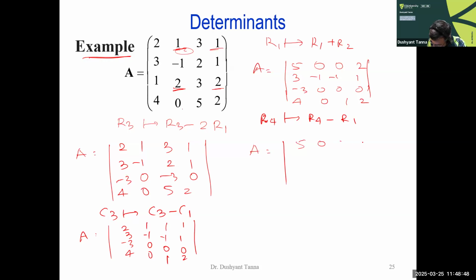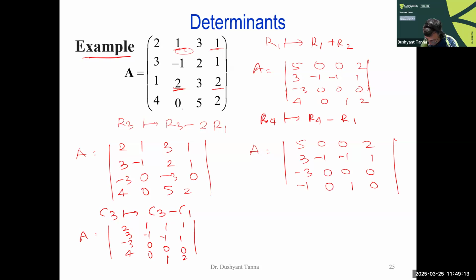Okay, so my determinant A, row 4 changes, everything else same. So 5, 0, 0, 2, 3 minus 1 minus 1, 1. Minus 3, 0, 0, 0. And this is 4 minus 5, so minus 1. 0 minus 0 is 0. 1 minus 0 is 1. And that is 0. I think I got enough number of 0.